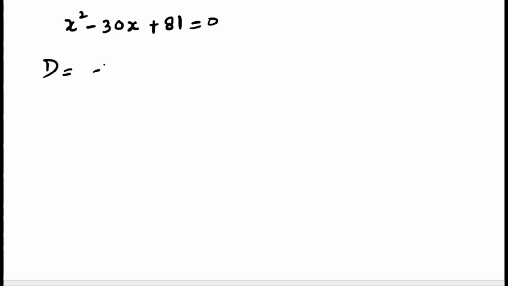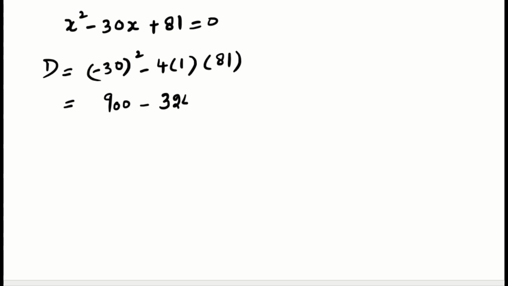Discriminant will be equal to minus 30 whole square minus 4ac, where a is 1 and c is 81. We will multiply them, and minus 30 square will give us 900. Minus 4 times 81 will give us 4 ones are 4 and 4 eights are 32, so it will be 324. So 900 minus 324 will give 576.